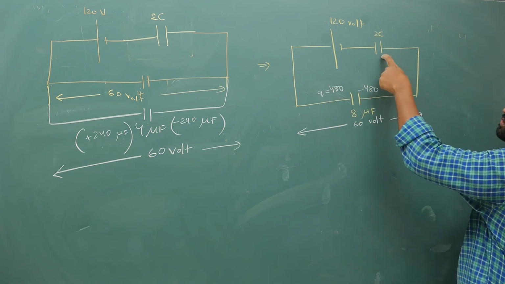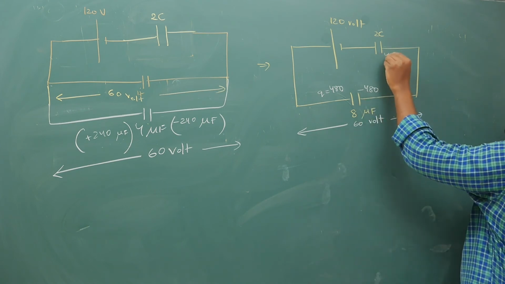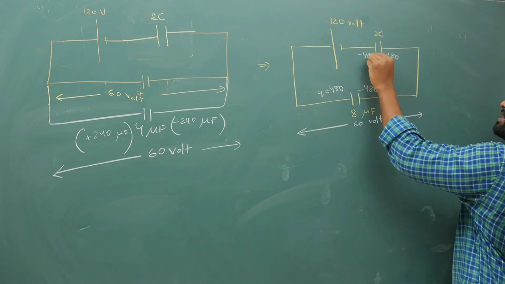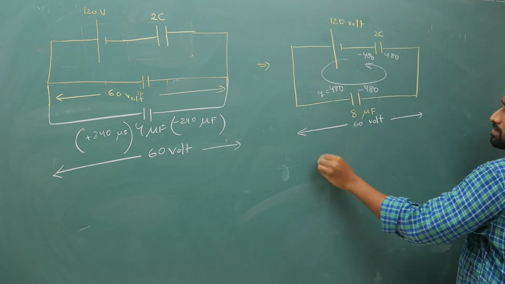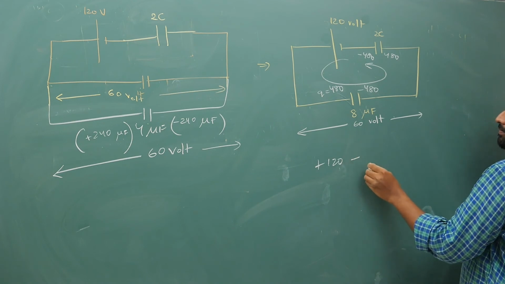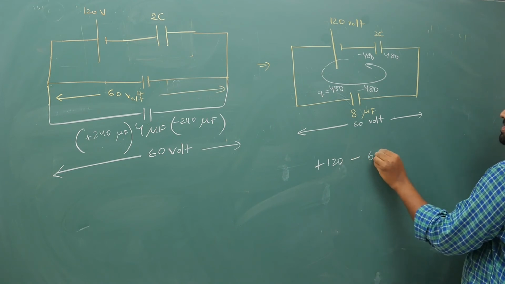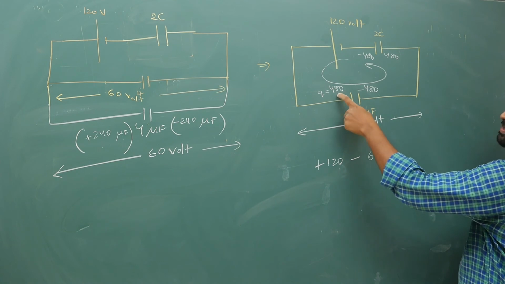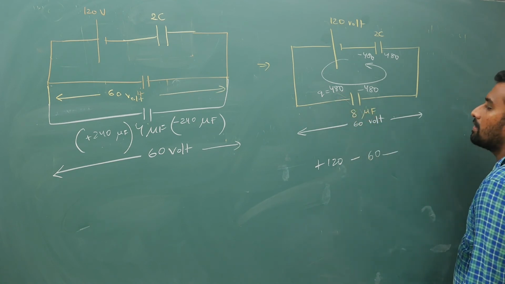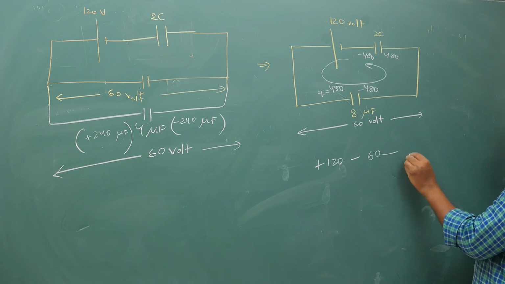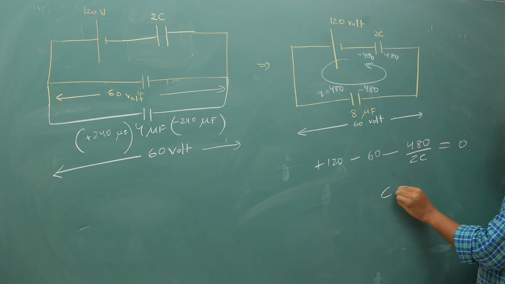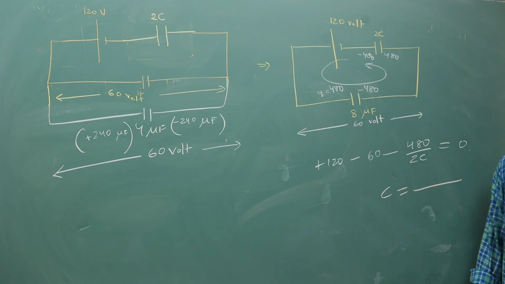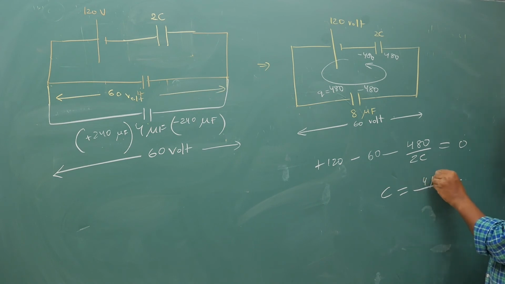This 8 and this 2C are also in series. So on this there is plus 480 and minus 480 charge, because these 8 and 2C are in series. Apply Kirchhoff's law. Plus 120 minus 60, that is nothing but your 480 by 8, so that will become 60, minus 480 by 2C is equal to 0. From here calculate the value of C. You should get your answer as 4 microfarad.